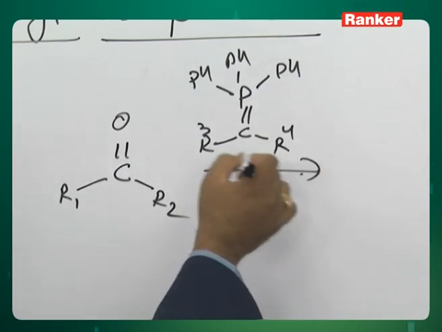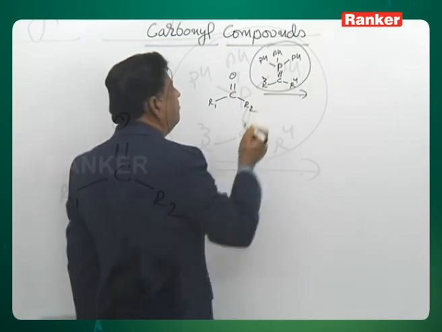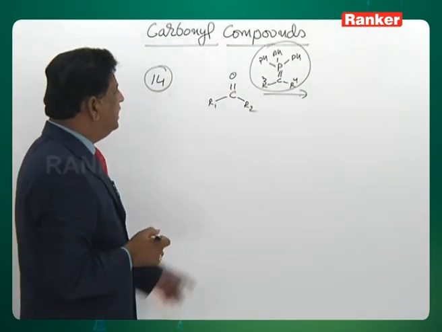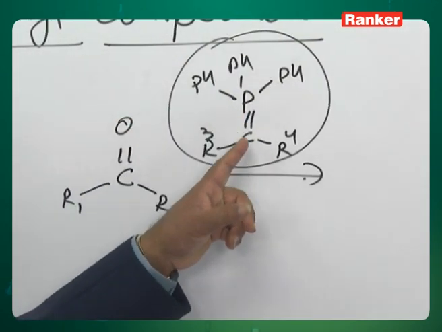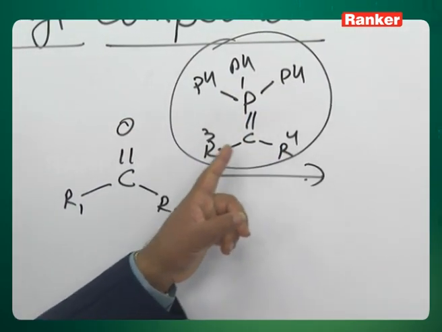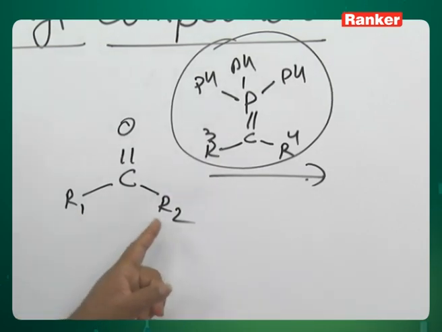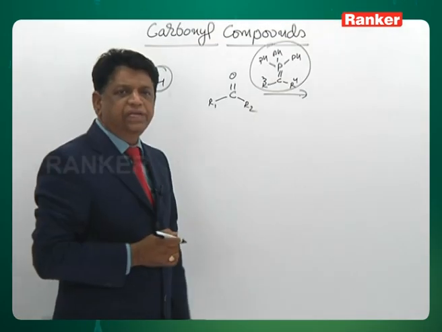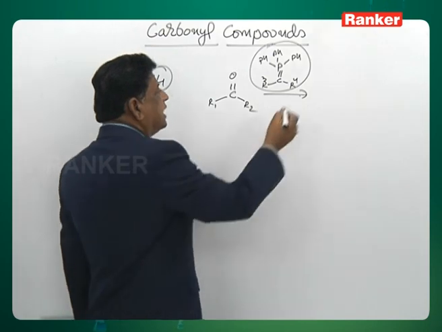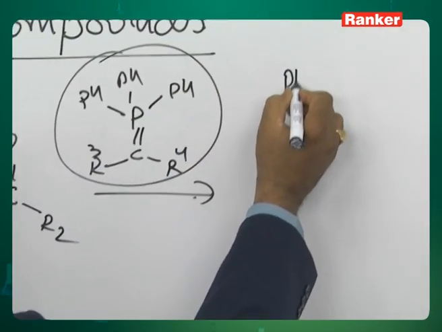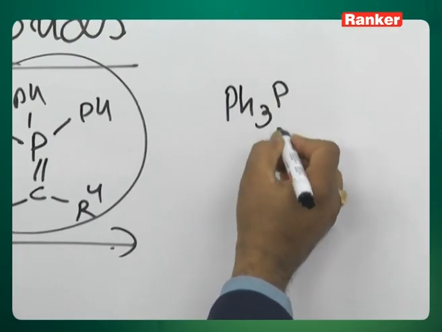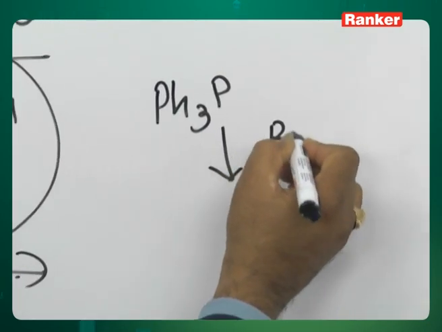Where does this compound come from? This is called a Wittig reagent. A Wittig reagent contains a triphenyl phosphorus with a double bond to a carbon bearing two more alkyl groups. Here R1 R2 I have already taken, so to differentiate I have taken R3 R4. This comes from triphenyl phosphorus adding to an alkyl halide.